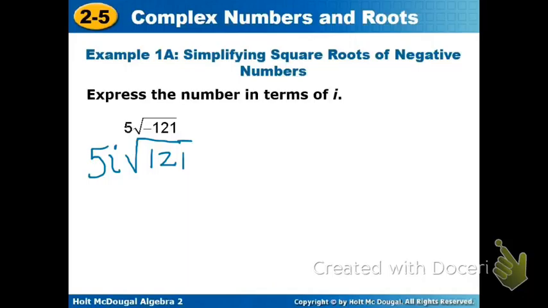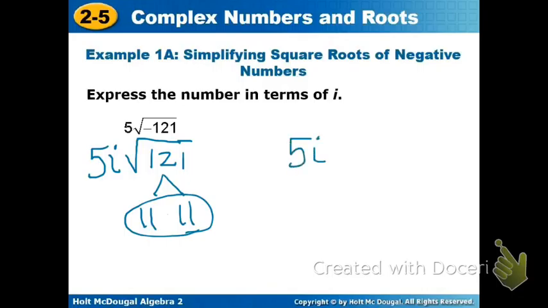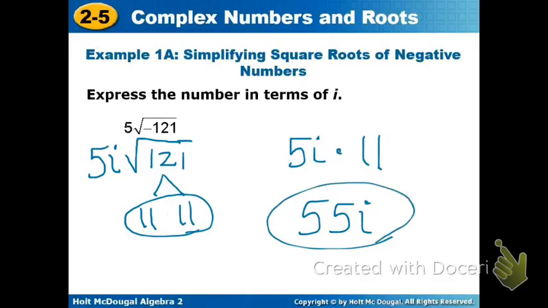Pretty simple, right? But the only thing is we've got to finish this problem because 121 can actually be broken down. 121 is 11 times 11. So I have a pair of 11s. That means they're going to come out in front of the radical. So that means I have that 5i that's out there, and it's multiplied by that 11 I'm going to pull out. Just like combining like terms, or in this case multiplying, the numbers get multiplied together. 5 times 11 is 55, and that i just stays right there with it. 55i. I hope you're saying right now, wow, that was actually pretty easy.